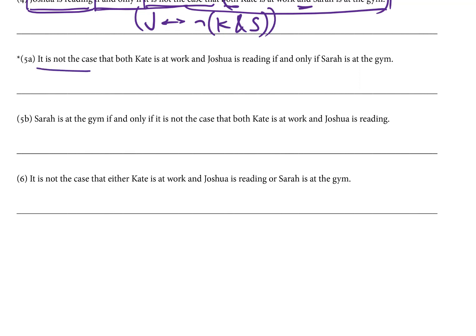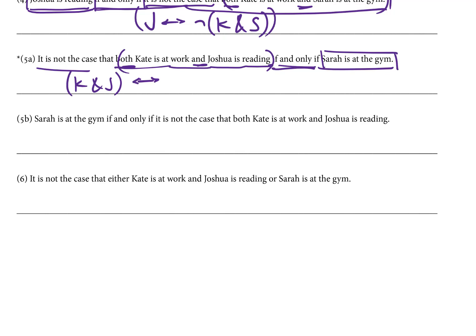All right, so it is not the case that both Kate is at work and Joshua is reading if and only if Sarah is at the gym. Okay, so this is a biconditional, or well, we have an if and only if here anyway. So this is going to come after the double arrow. And then here we have both and, so we know that this part is a conjunction. So we're going to have K and J double arrow S.